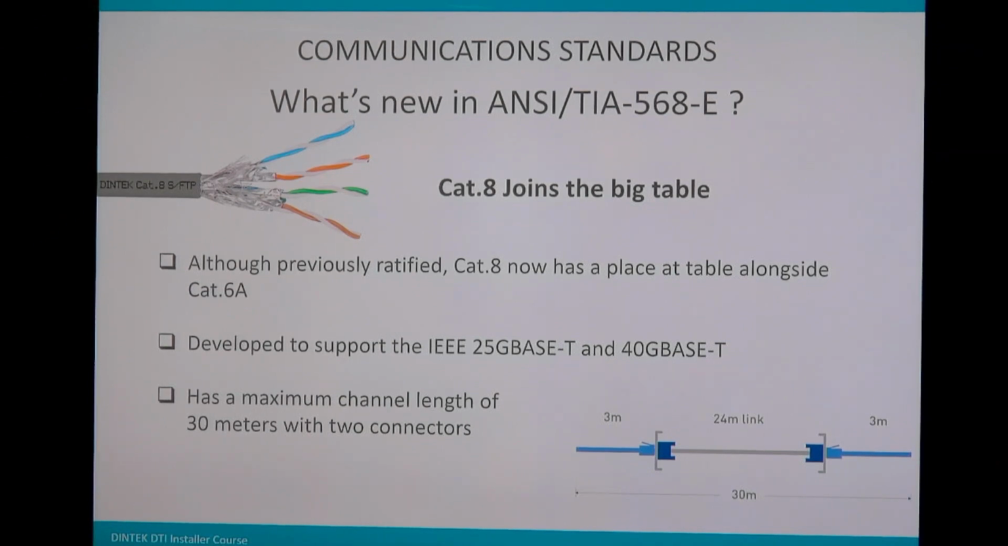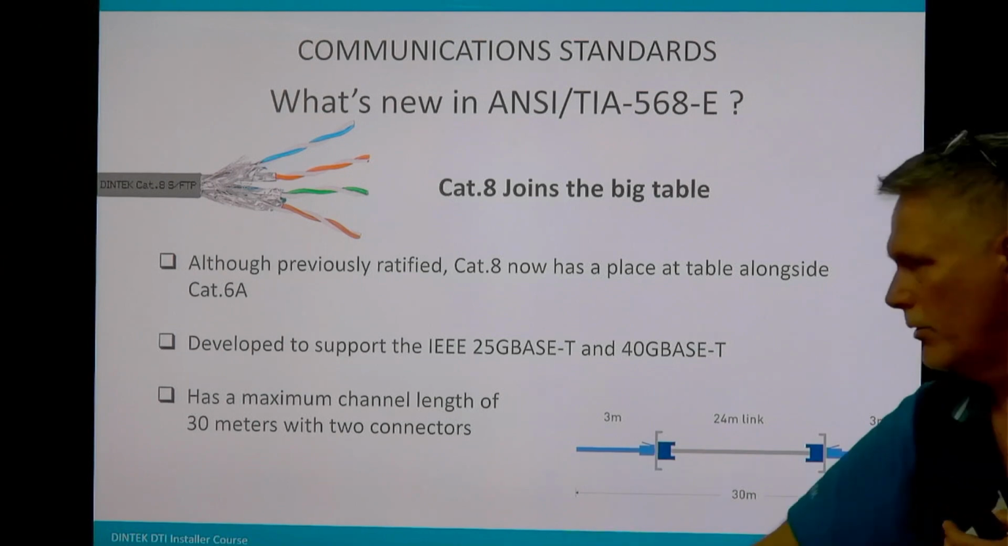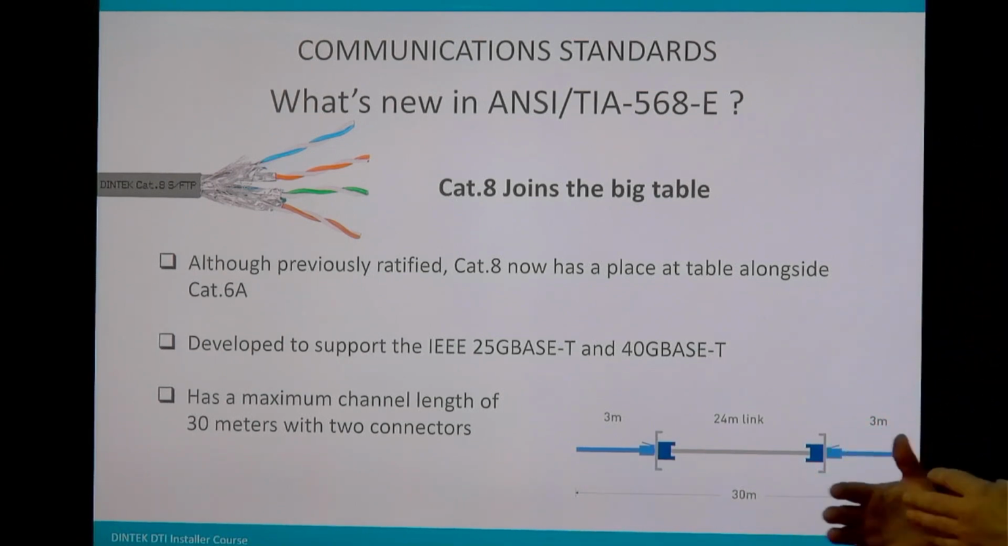The biggest change with category 8 is that it didn't follow the same standards as, say, Cat 6, Cat 6A, Cat 7, which were 100 metre lengths. Category 8 is a 30 metre length, and we don't run over 30 metres of that cable. The reason for that is that the cable just can't handle that length.